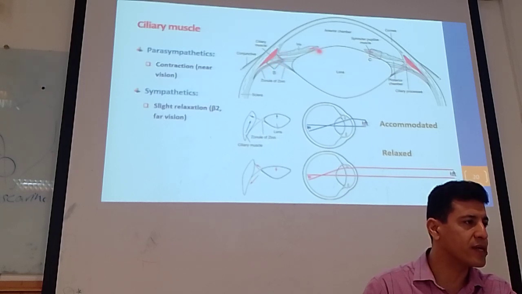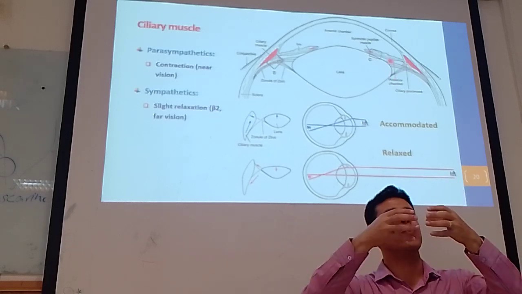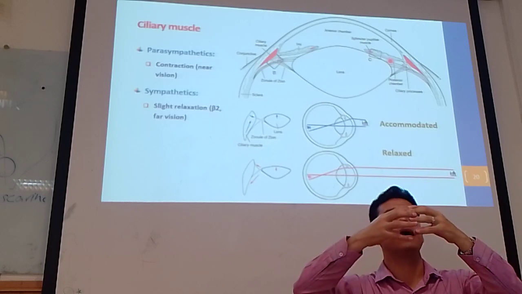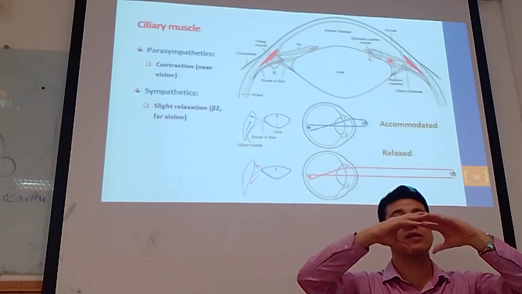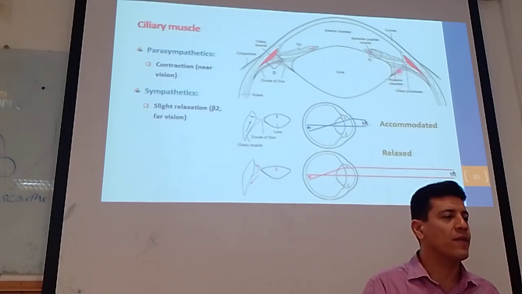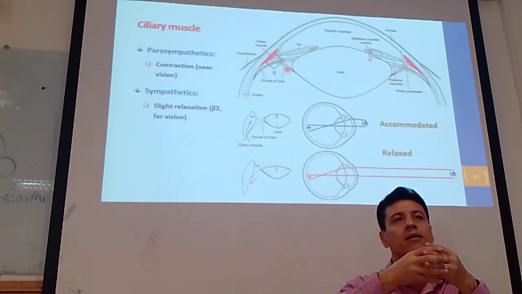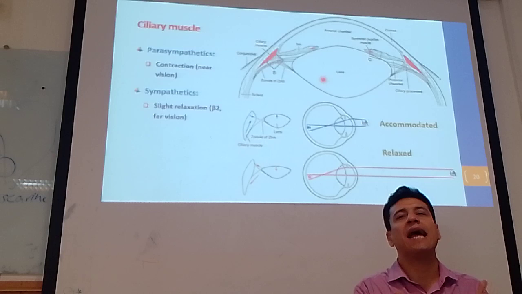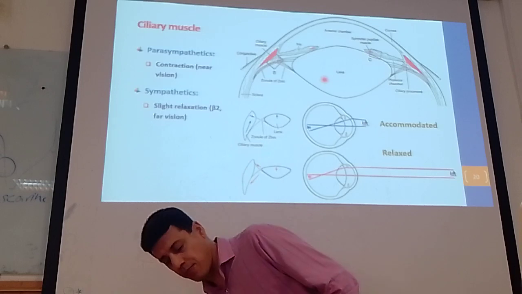So it's different from the iris. Iris is for the pupil, but the ciliary muscle is for the lens. The ciliary muscle is a circular muscle. When it contracts, it becomes narrower, constricted. So what happens? When the ciliary muscle is activated and contracted, these ligaments become looser. So the lens becomes relaxed.